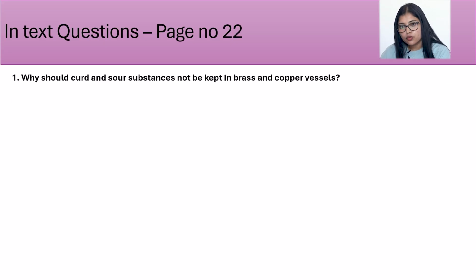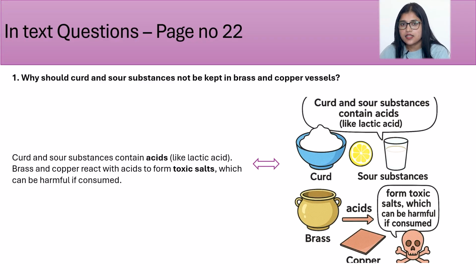In page number 22, first question says, why should curd and sour substances not be kept in brass or copper vessels? We know that curd has lactic acid and sour substances such as lemon also contain acids. Now, if these acids are kept in metals such as brass and copper, they're going to react and form toxic salts, because we know that the reaction between acid and metal forms salts and some of these salts can be toxic, which can be harmful for consumption. So that's the reason we cannot keep curd in brass or copper vessels.